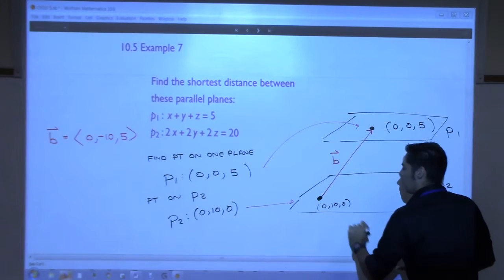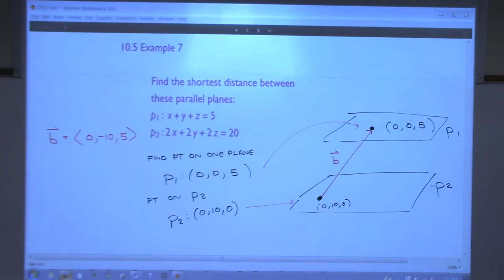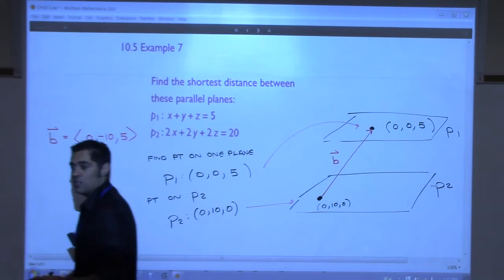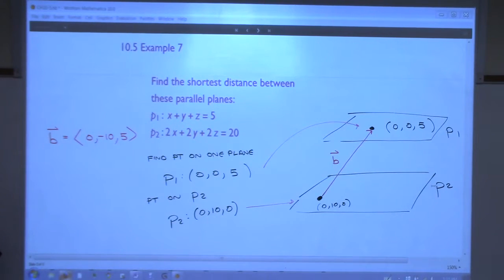What did you call B vector again? B with an A? It's not the normal vector? It's not the normal. No, it really doesn't have a special name. It's just a vector that connects 2 points on the plane.